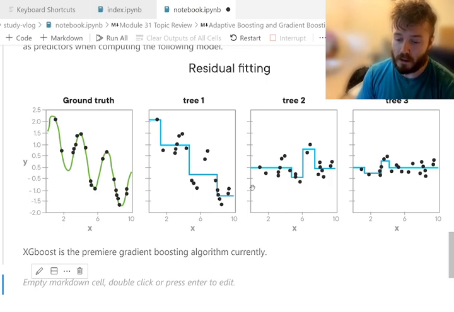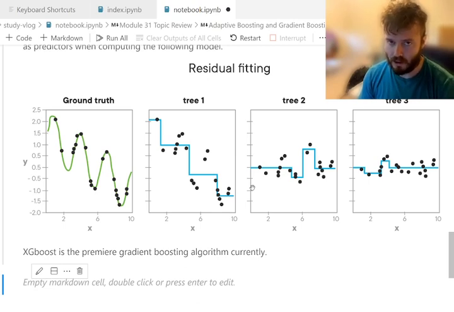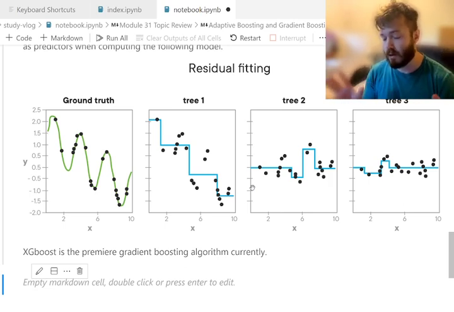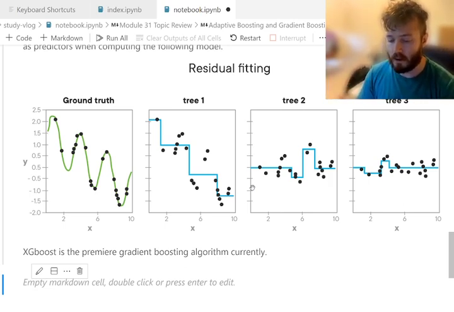And it's apparently become kind of a meme that a lot of competitions on Kaggle are won using XGBoost as opposed to any other kind of ensemble method. So that's supposed to be the best ensemble or boosting ensemble algorithm out there right now.